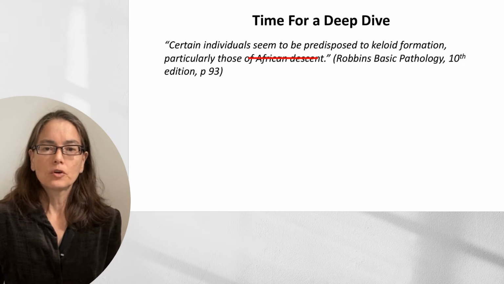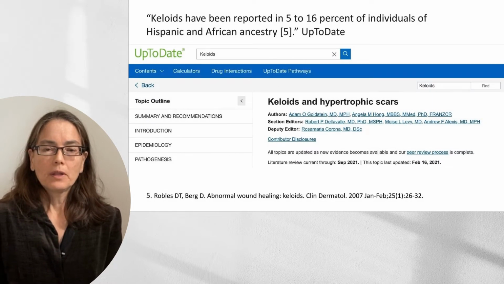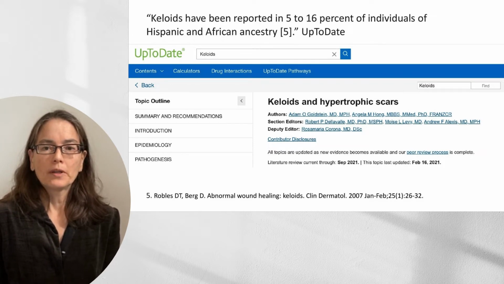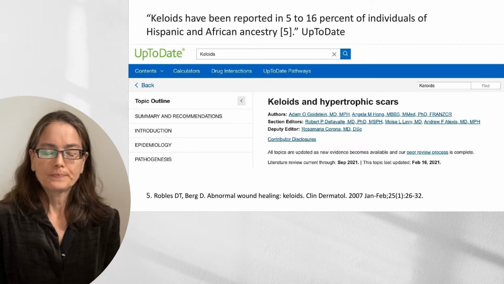And after working through the literature on keloids, I emailed the editor in charge of this chapter and said, I think you should remove this aspect of African descent. And he replied by giving me a quotation from UpToDate saying that keloids have been reported in 5 to 16% of individuals of Hispanic and African ancestry.